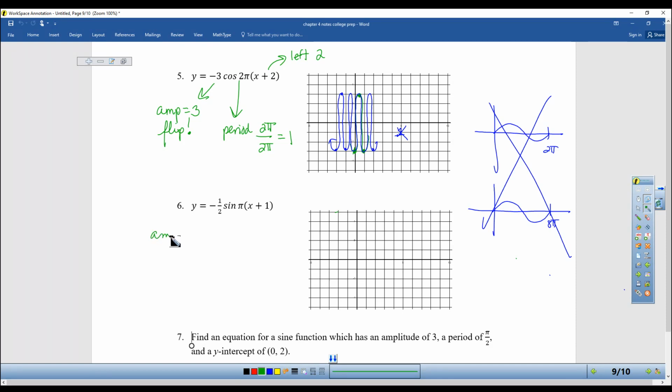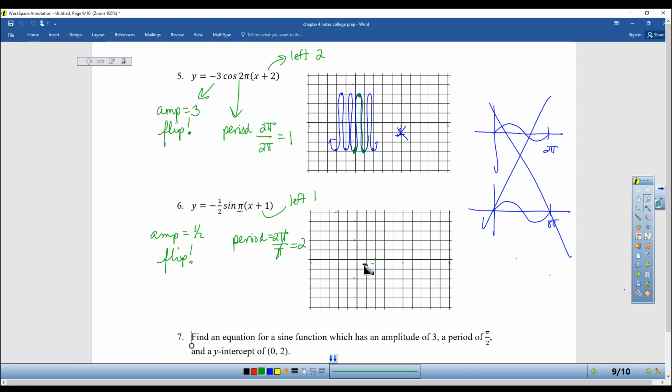Okay, amplitude is equal to 1/2. We have another one that is flipped because of the negative. Our period is equal to pi, normally 2 pi, but divided by pi is equal to 2. So on this, we're counting by 1s. This is going to be 2. That's going to be the end of my graph. And we are going to move it to the left 1.